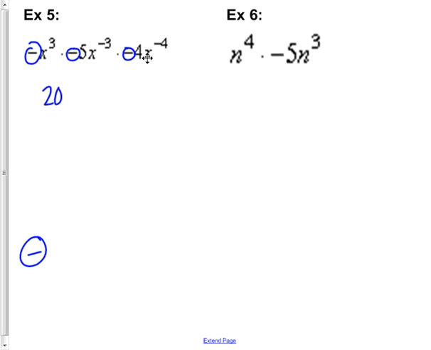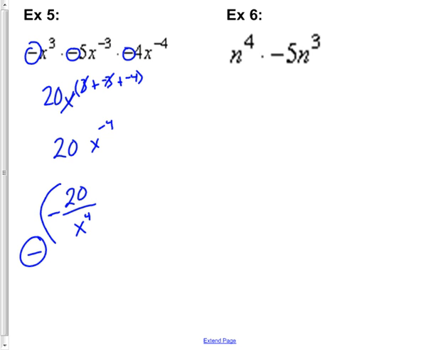And then I'm going to look at all of my same base variables. So I have x to the 3rd plus negative 3rd plus negative 4th. And then my positive 3 and negative 3 will cancel, so I'm going to have 20 times x to the negative fourth. But that's not a positive exponent, so I want to rewrite that again, 20 over x to the fourth. Now, if you remember, I have this negative sign circled because I know that my answer needed to be negative. So this whole thing is going to be negative.